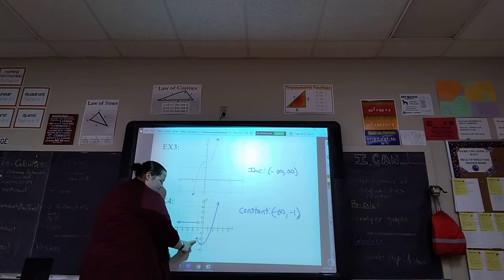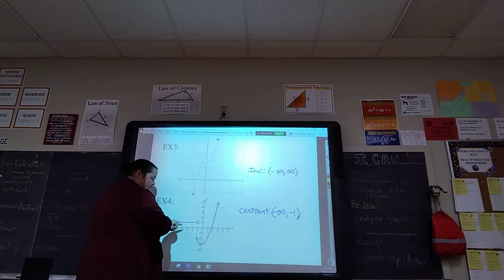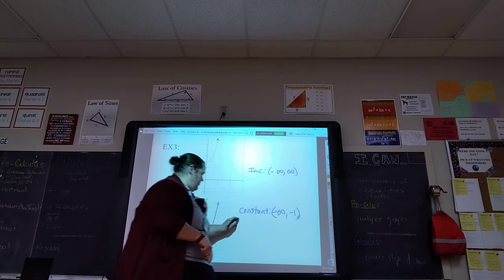So then it jumps down here. And again, if there's a jump or a gap, that's fine. So it's constant here, then our graph jumps, so our intervals are going to jump. So then at -1, what is it doing down here? Decreasing.